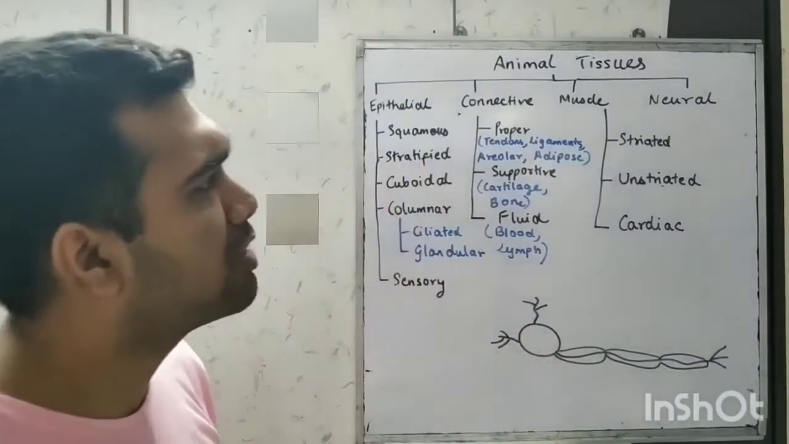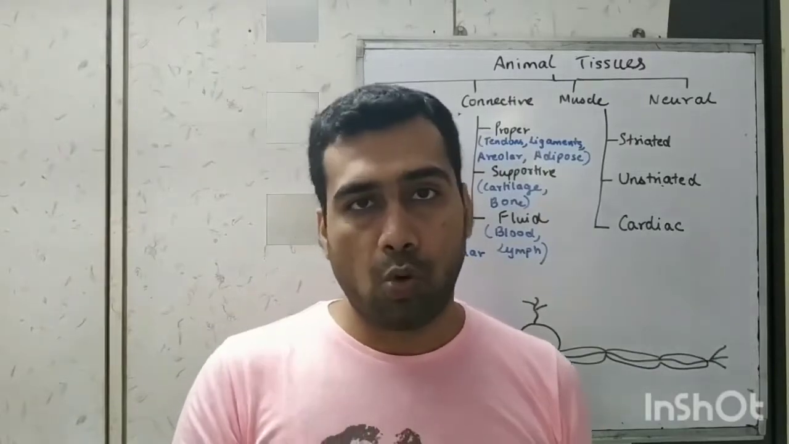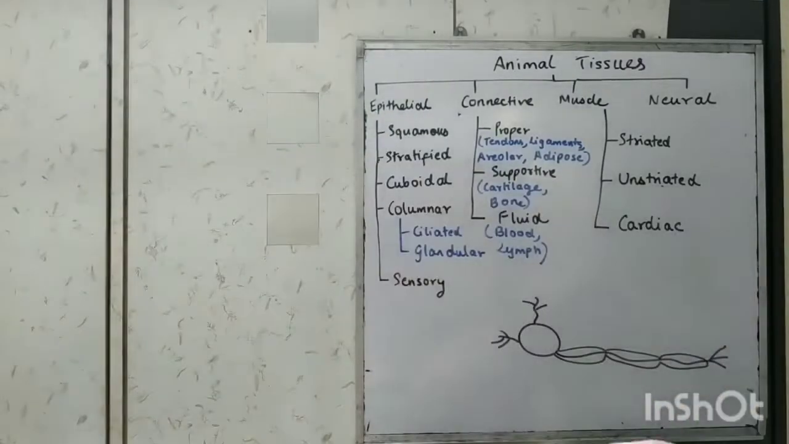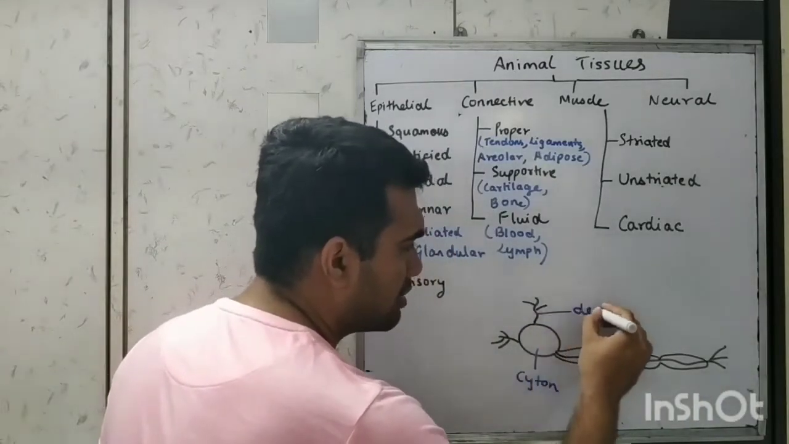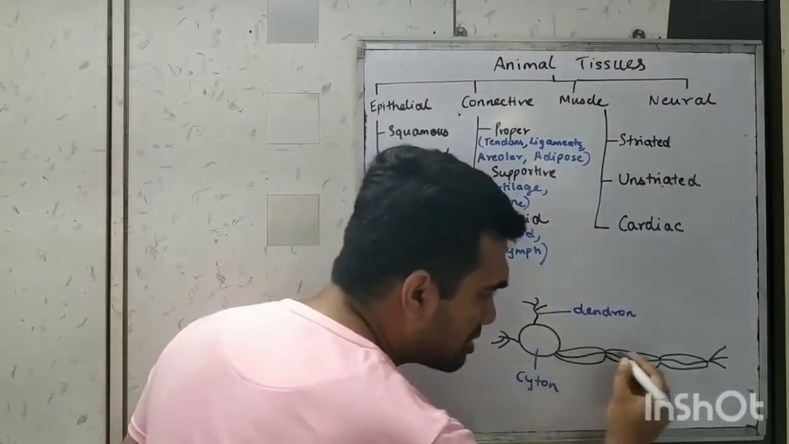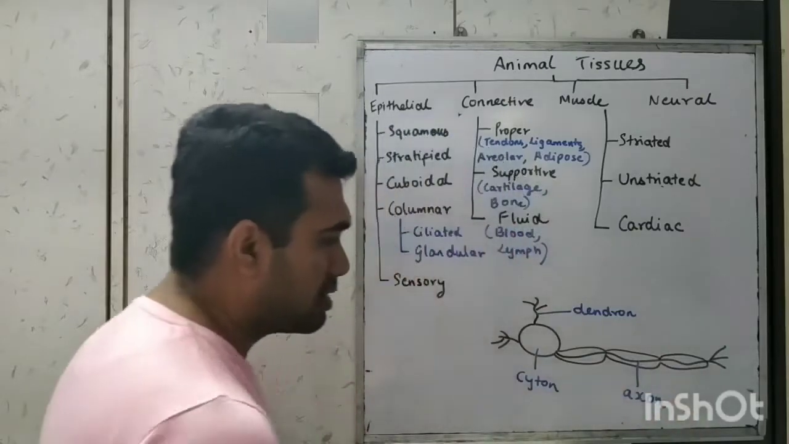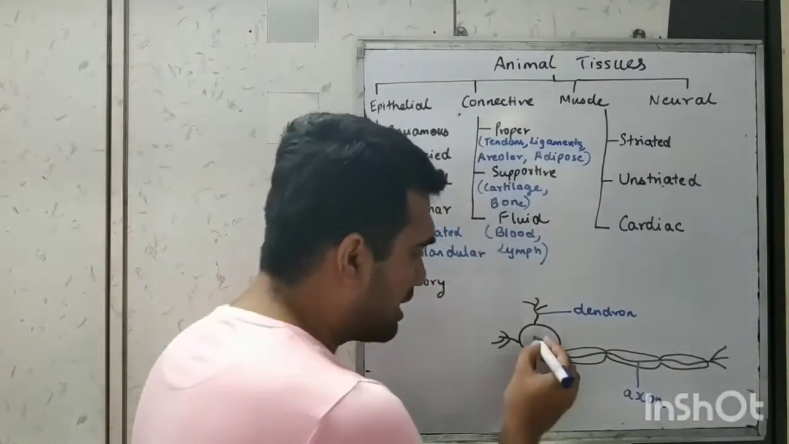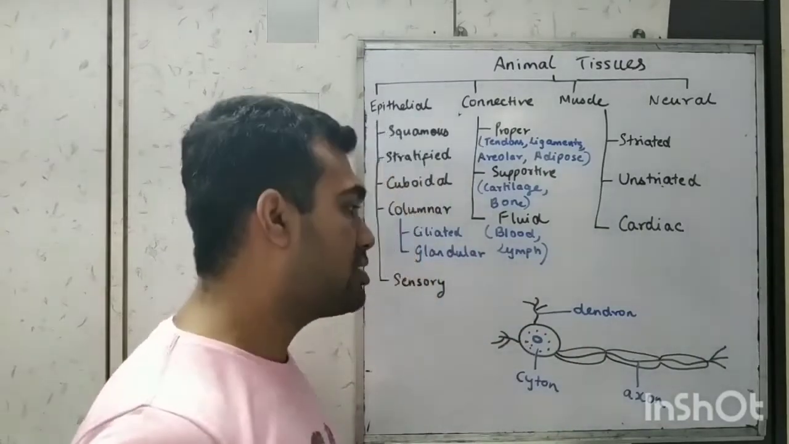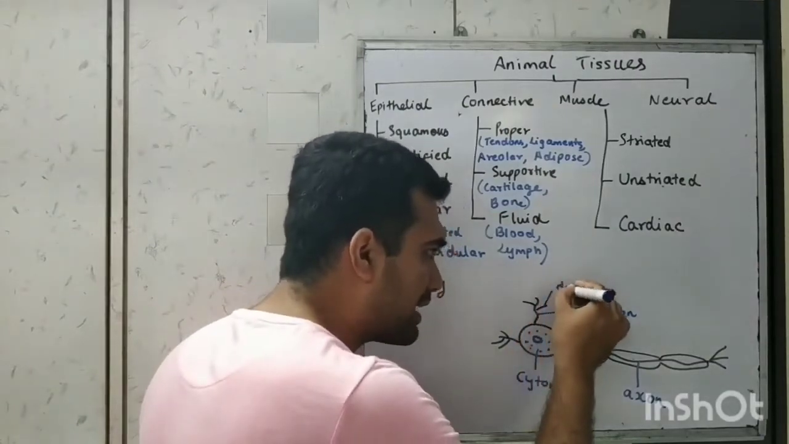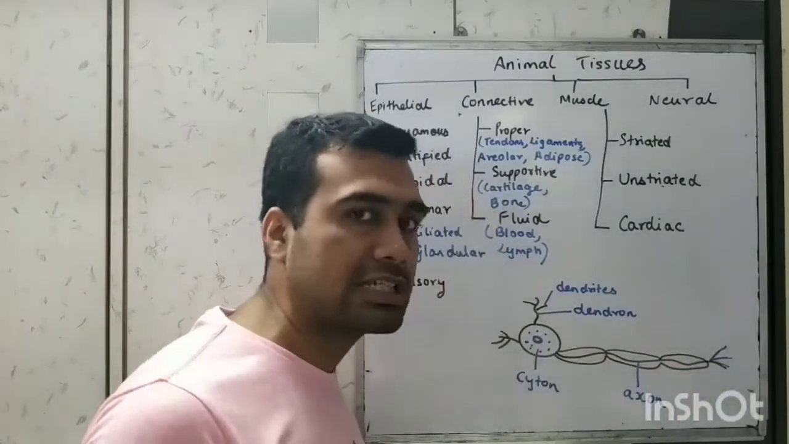And finally, we come to the neural tissues or the nerve tissues. The structural and functional unit of the nervous tissue is the neuron. One nerve cell has three main parts. The cell body is called the cyton. It has certain branches which are called dendrons, and the longest branch out of it is called the axon. The cyton is also called perikaryon. It has certain granules called Nissl granules with a nucleus in the center. The dendrons may have certain smaller branches which are called dendrites, and the axon has terminal branches which is called axon terminal.